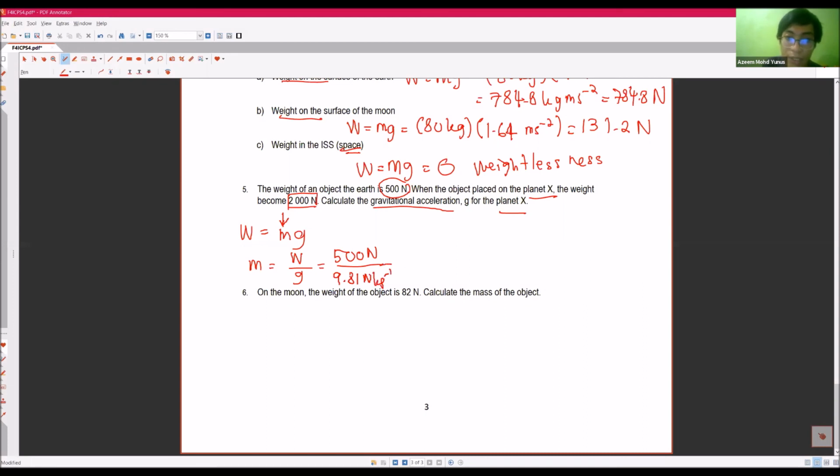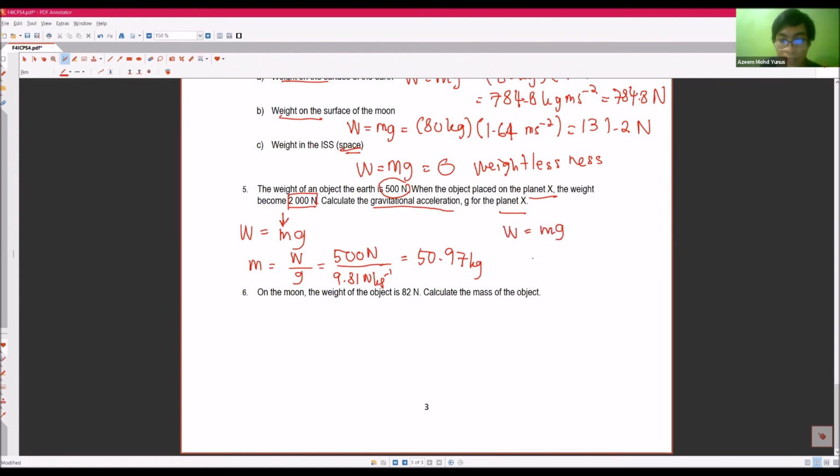So we can use the gravitational field strength here. 500 divided by 9.81. So it becomes 50.97 kilograms. Okay, we know the mass, then we can use that mass to find the gravitational acceleration.